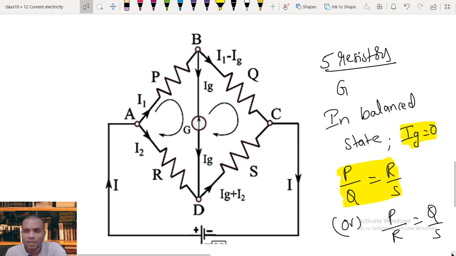But theoretically you can understand that the condition for the Wheatstone's bridge is that the ratios of resistance are equal when the bridge is balanced. In that case, the current through the galvanometer resistance is equal to 0. So this is all about applications of Kirchhoff's laws under the concept of Wheatstone's bridge.